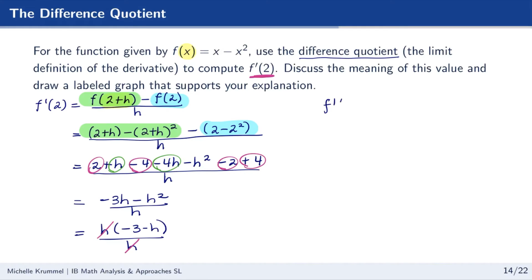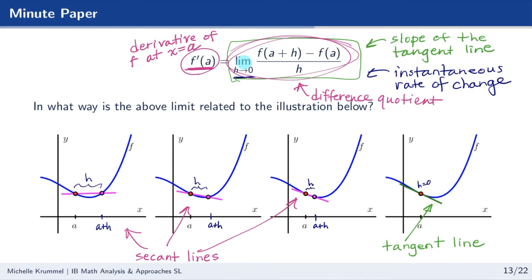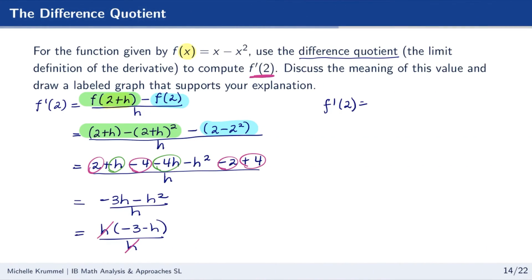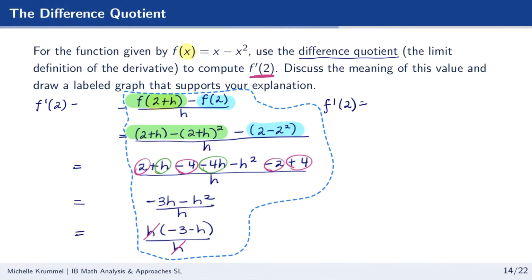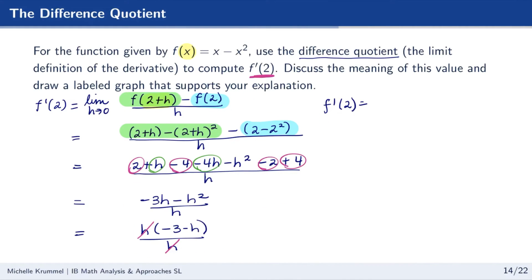So I'll continue over here. F prime of 2 equals, oh, I forgot something very, very, very important. I forgot this, the limit as h approaches 0. Very, very important, because if I don't have the limit as h approaches 0, it is not f prime of a. It is just the average rate of change and not the instantaneous rate of change. So let's fix that right now. I'm just going to scoot this over. Limit as h approaches 0.